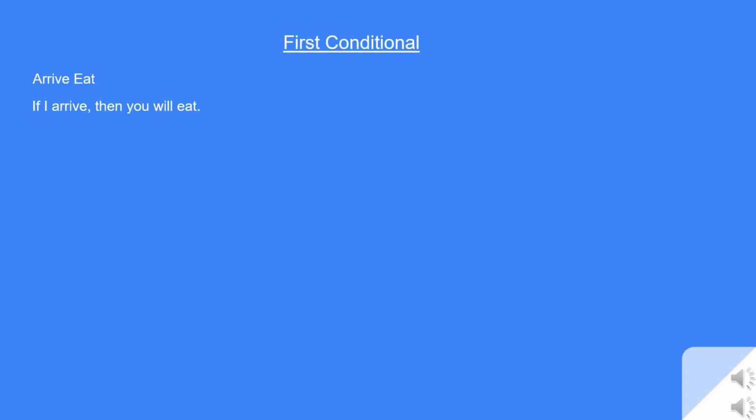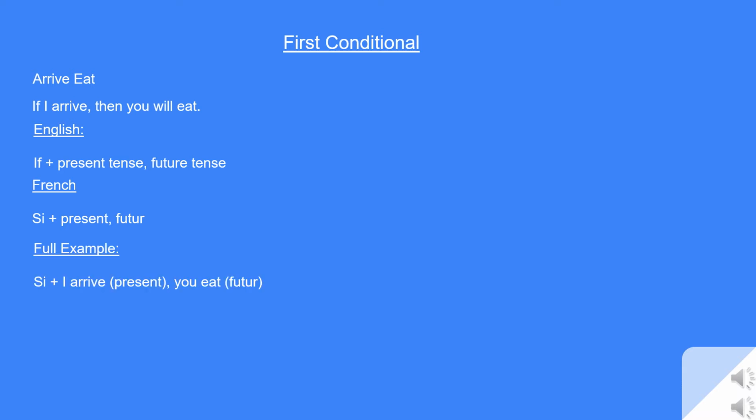The formula we can derive from this is if, then a present tense verb, followed by future tense. So if arrive, which is present, you will eat, which is future. So translating this into French, we translate if to si, and then we have our présent in French, and then futur. Pretty simple there, right? Basically the same words from English. So then plugging in our example here, we have si, I arrive in present tense, you eat, future, right?